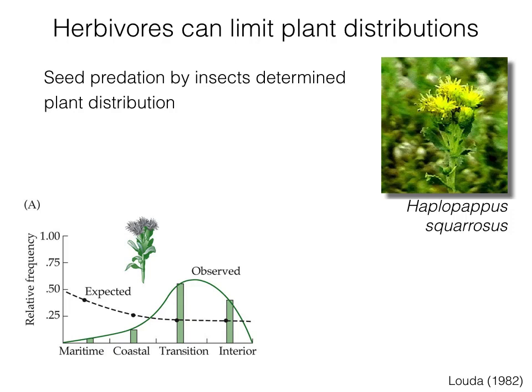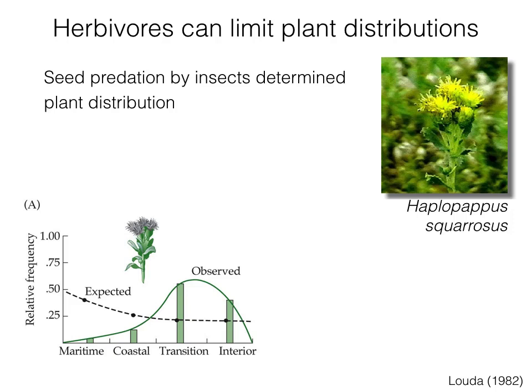Svata Louda conducted an experiment in which she restricted herbivory on individuals of the Haplopappus species by applying an insecticide and then monitoring the abundance of the plant, flower development, and fruit ripening across a range of locations from the coastal areas, right adjacent to the ocean in a maritime location, through the coastal and into interior locations. So this is shown in that graph there on the left. The dotted line is the expected distribution that would occur without herbivory.